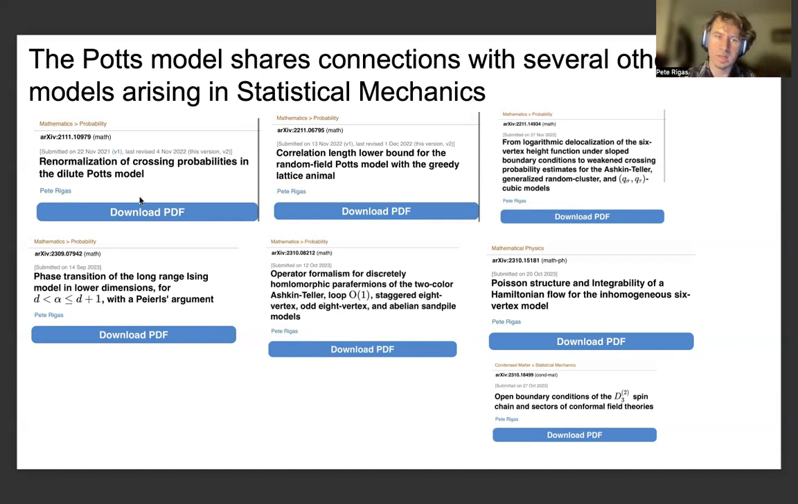In particular, one can see that there are many types of models in statistical mechanics which are closely related to the Potts model. For instance, I've looked at renormalizing crossing probabilities in the dilute Potts model, or one can also look at the random field Potts model, or even the 6-vertex model, which shares connections with the Potts models, as well as even the long-range and homogeneous 6-vertex model and spin chains.